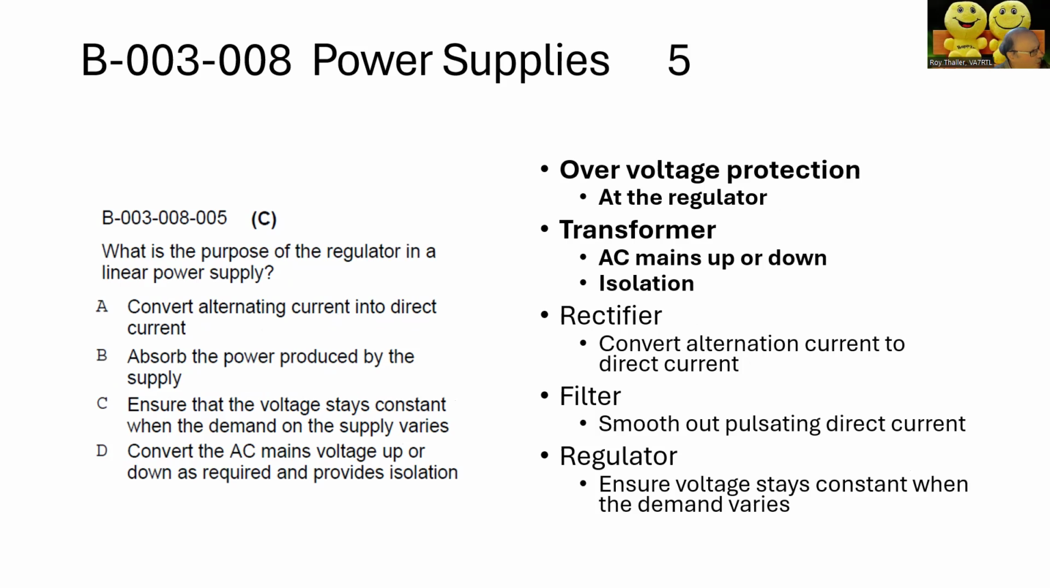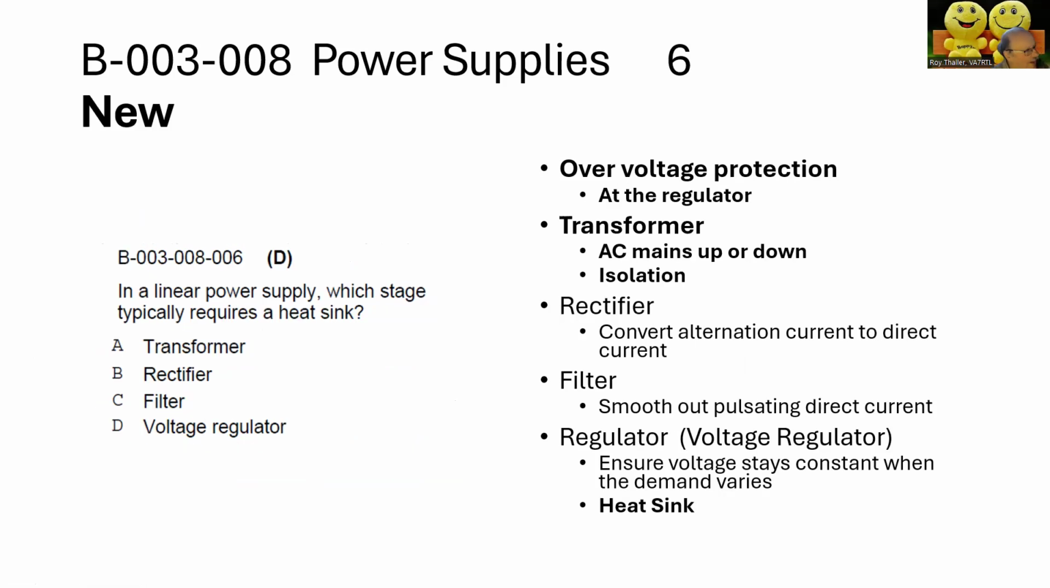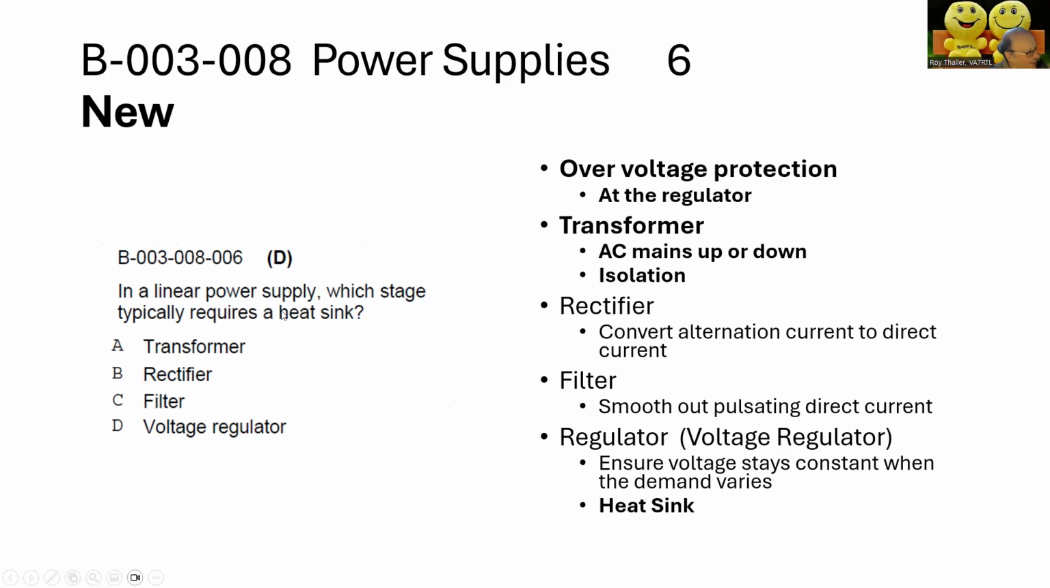What is the purpose of a regulator in a linear power supply? So a regulator ensures that the voltage stays constant when the demand of the supply varies. So C is the correct answer. Here is a new question. In the linear power supply, which stage typically requires a heat sink? So that would typically be the voltage regulator that would have a heat sink associated with it. So D is the best answer.